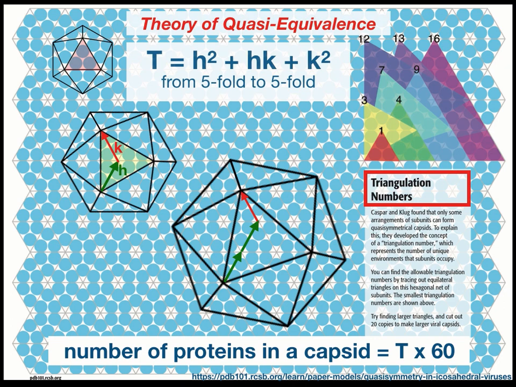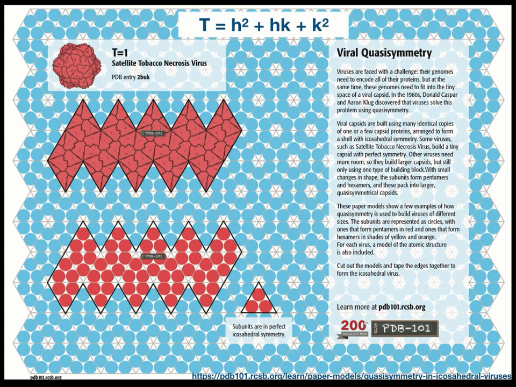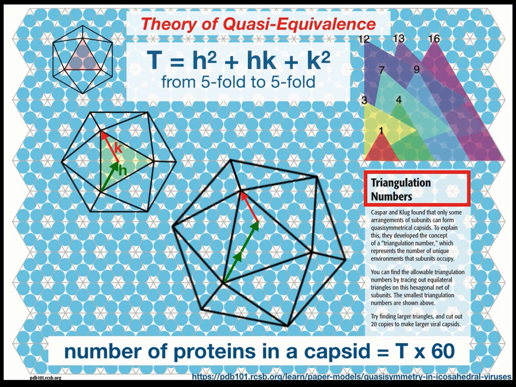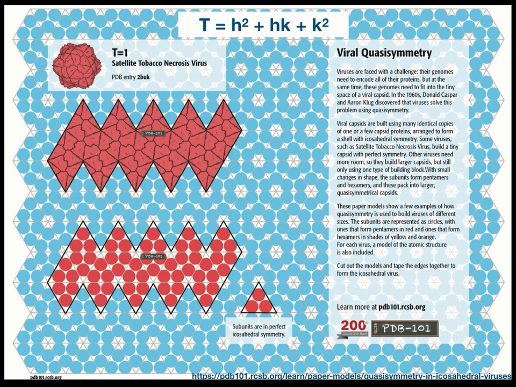So let's look at some examples to see it more clearly. So I found this on the webpage of the Protein Data Bank, and I found it very useful to see these triangulation numbers and how this theory of quasi-equivalence works. And they have origami that you can print and then fold, like the ones that we have here.